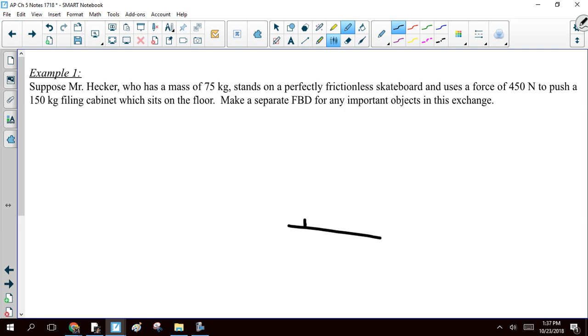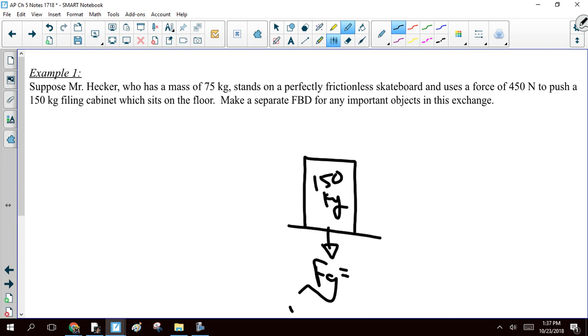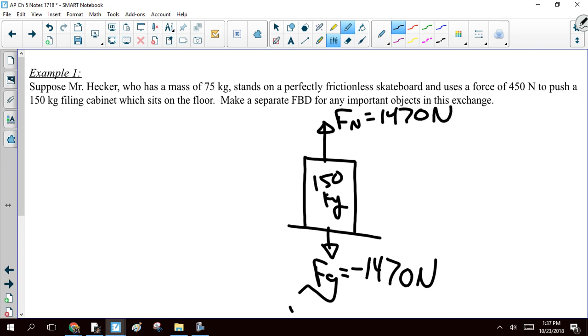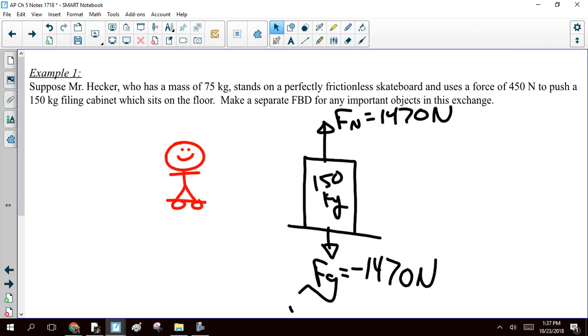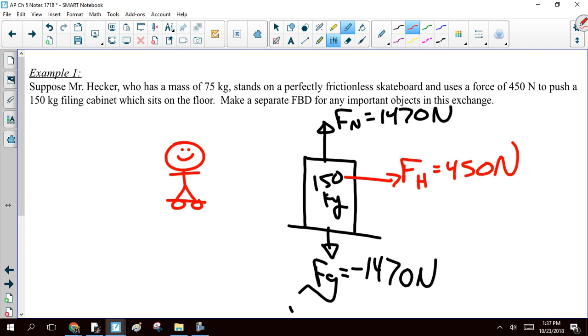Let's think about that. Here's the filing cabinet, a 150 kilogram cabinet. To make my free body diagram, you start with your force of gravity: 150 times 9.8 gives you negative 1470. It's just sitting on a floor, so there's a normal force. Maybe I'm over here pushing it. Then there's the force of Hecker pushing this way with a force of 450 newtons. Presumably, the filing cabinet's not going to move.